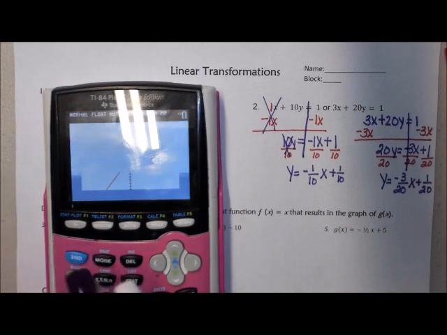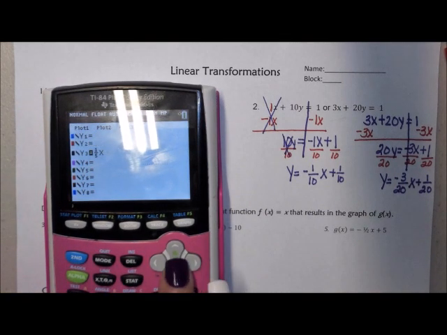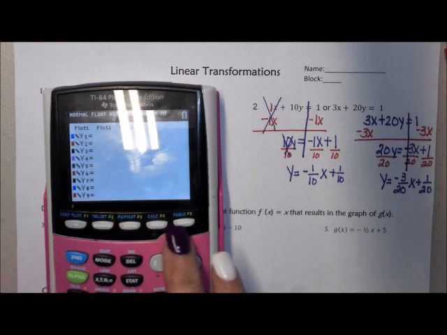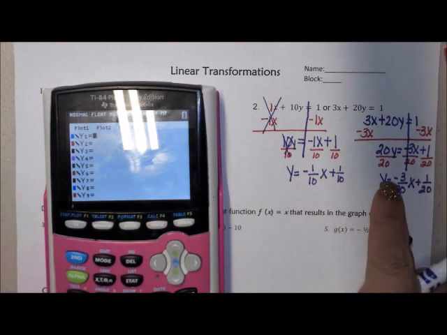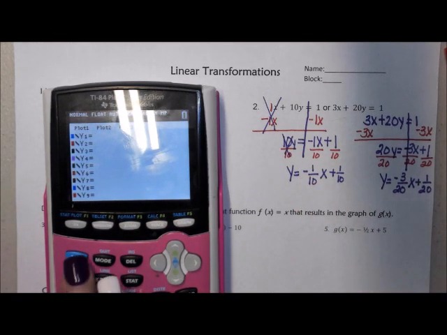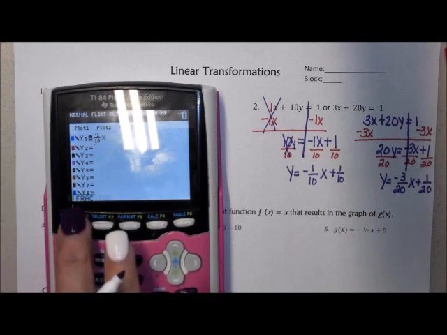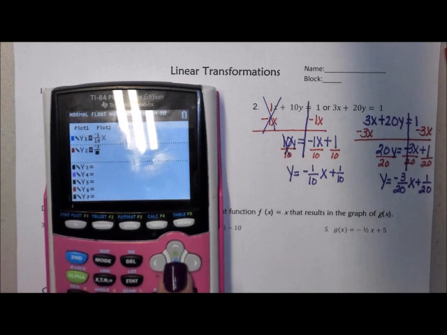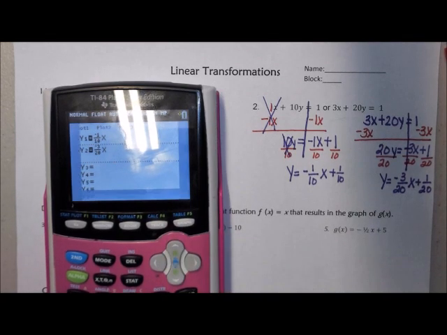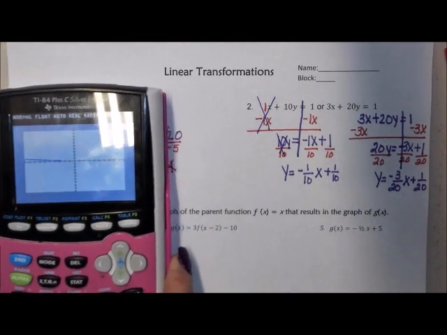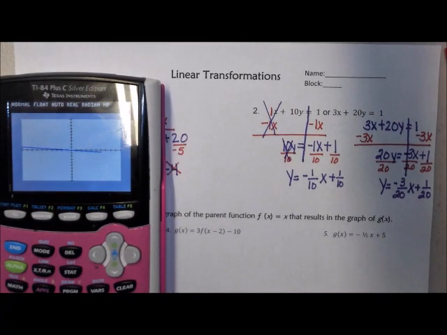Okay, here we go. Let's see how your fractions are. So I only need to worry about 1/10 and 3/20. So I'm going to do y equals, and I'll do negative 1 on top and 10 on bottom, and then the x. And then I also need to do the other one, negative 3 over 20, and the x. Which one's steeper? Oh, let's see if I can get that over there. So the second one.